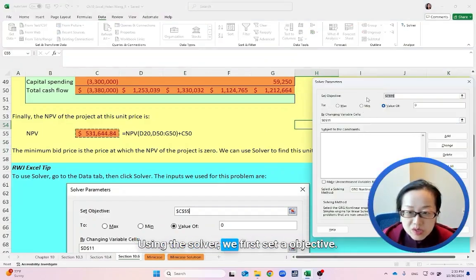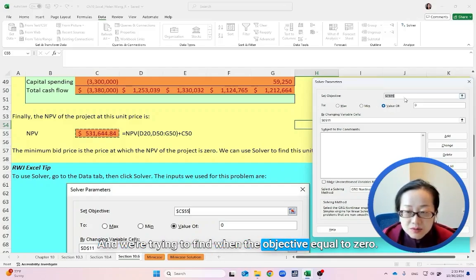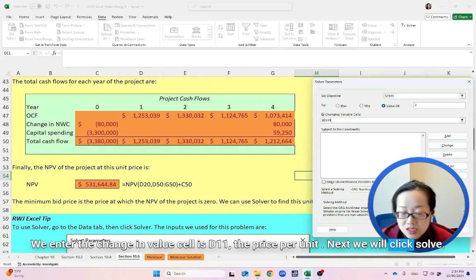Using Solver, we first set an objective. In this example, we set the NPV as the objective cell, and we're trying to find when the objective is equal to 0. We enter 0 here. We want to figure out the lowest unit price. We enter the changing variable cell as D11, the price per unit. Next, we will click Solve.